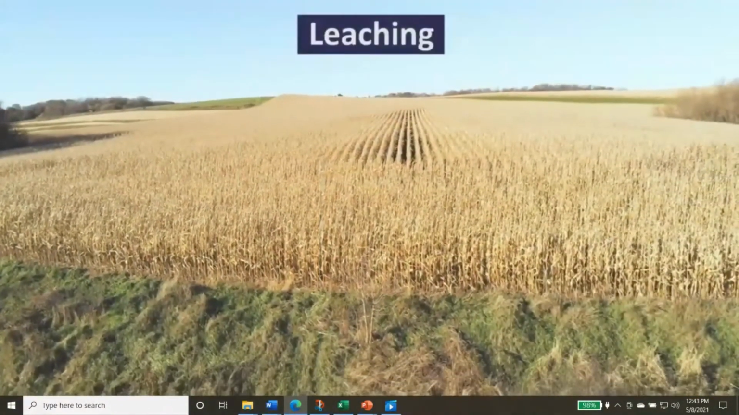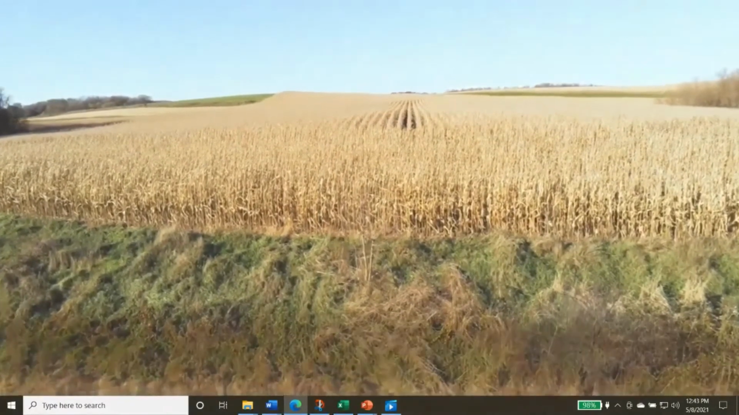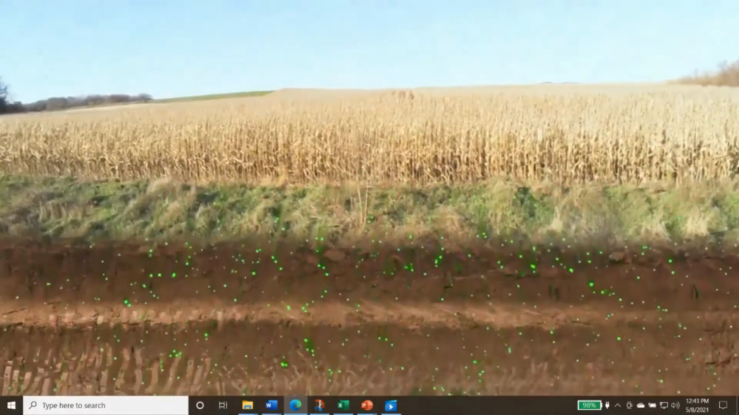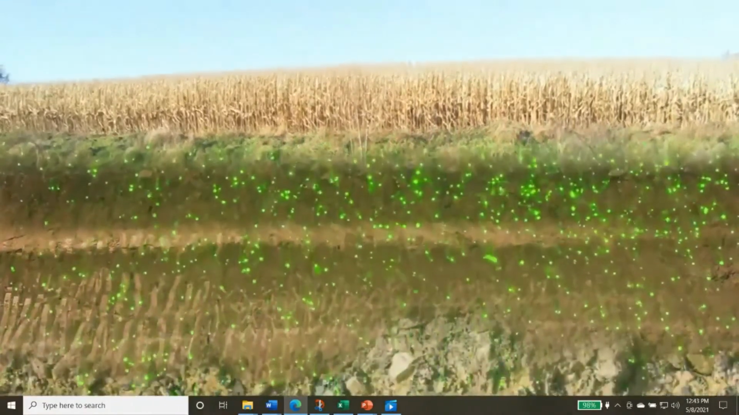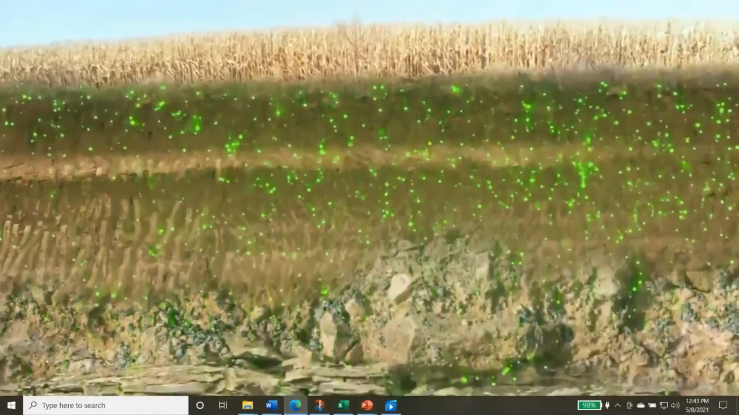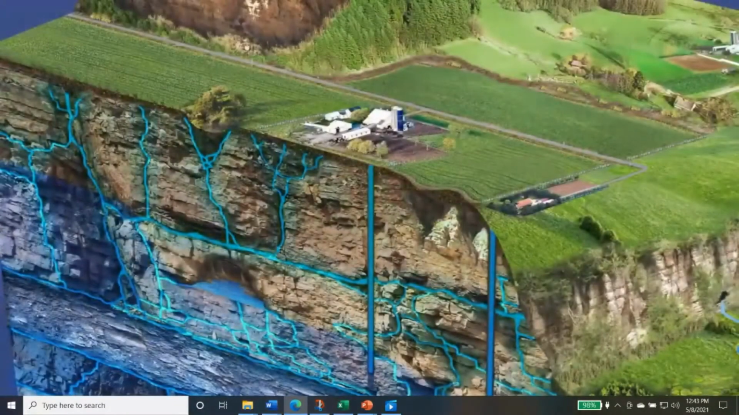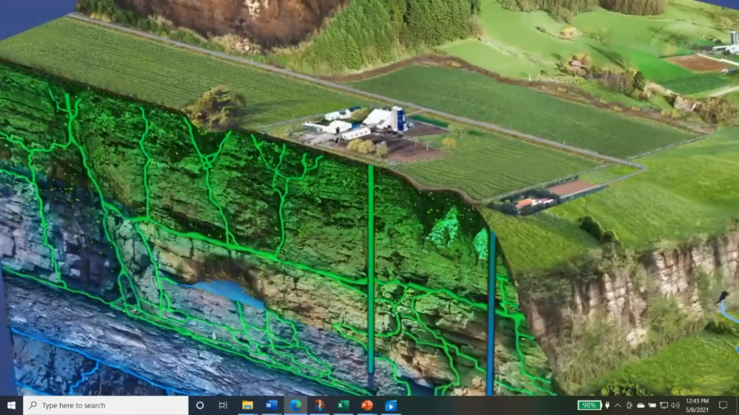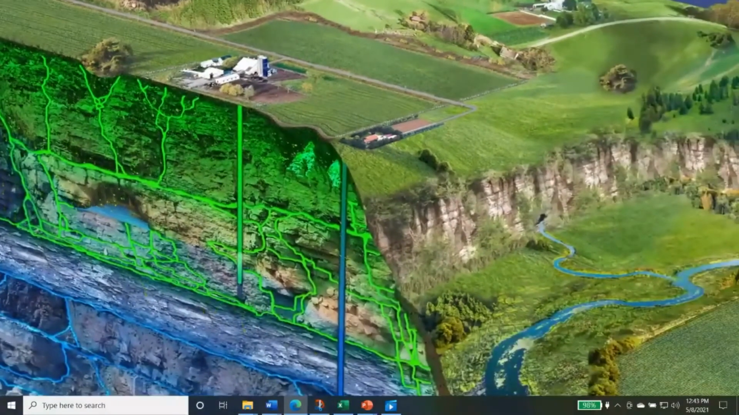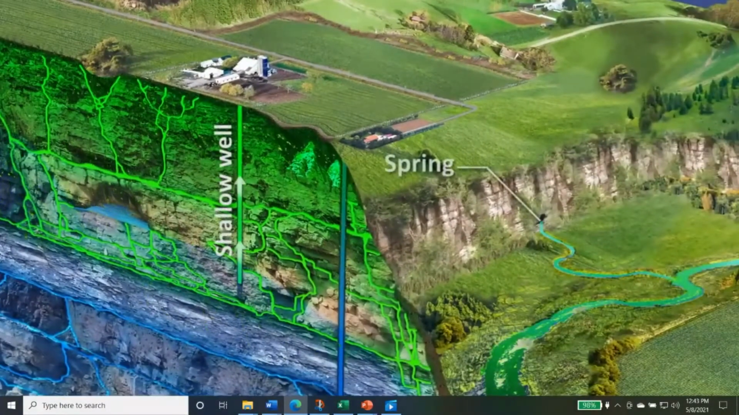Leaching, or downward movement of nitrate through the soil, is the primary way nitrate is lost to groundwater. Leaching occurs on all cropland acres throughout the region. Since nitrate dissolves in water, it follows the same path groundwater takes through the bedrock and can eventually end up in a drinking water well, spring, stream, or river.